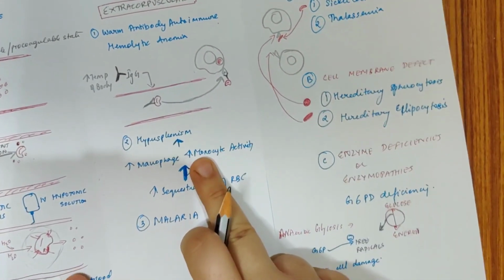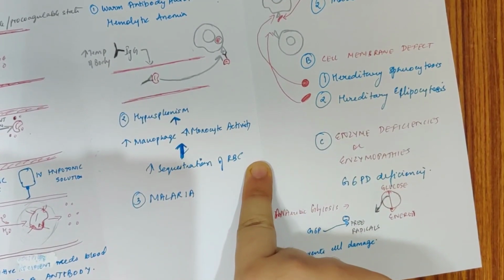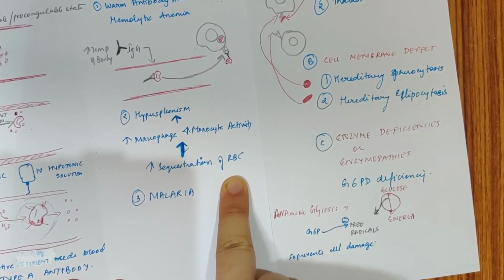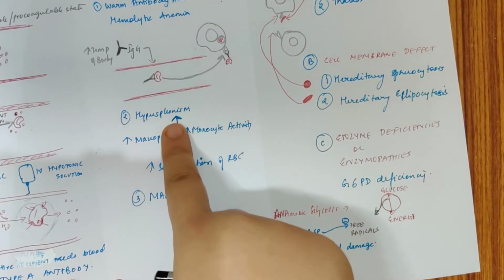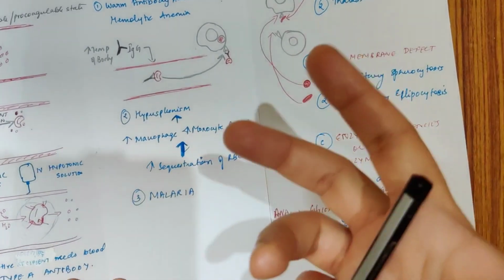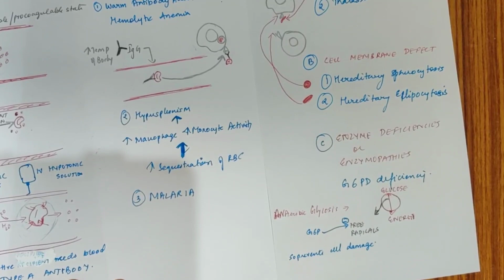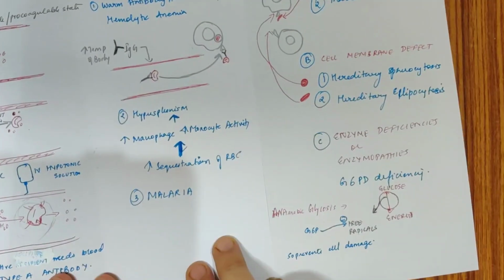Then hypersplenism. When there is increased sequestration of RBC, when a lot of RBCs are getting old or getting destroyed or immature, this will lead to increased macrophage and monocyte activity. Your spleen is working so much, the macrophages and monocytes are working so much, that it will cause the spleen to increase in size. So that is known as hypersplenism.